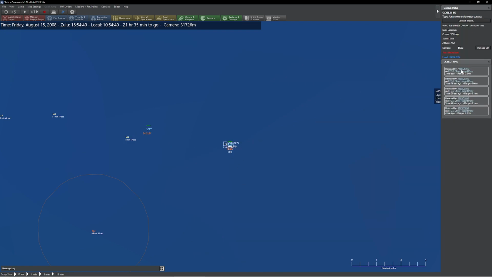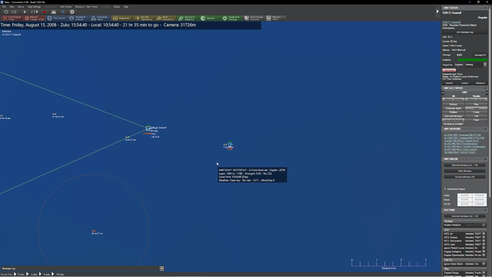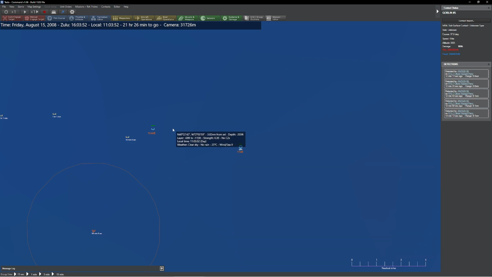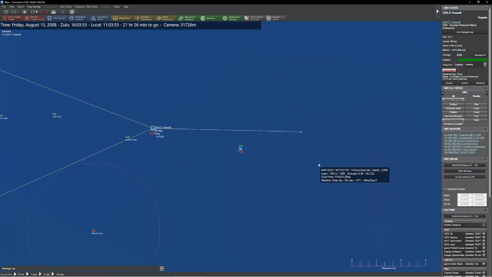We actually detected him at a range of 0 with my Oliver Hazard Perry, just to give you an idea of how poor that active sonar system is. So I'm actually going to dump this guy. I don't like you anymore. I'm dumping you. Speed up time here. Looks like our Seawolf didn't even acquire this guy. Go ahead and speed up time again here. All right, let's get going.